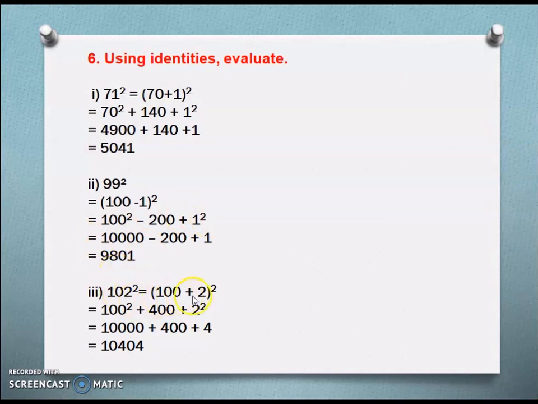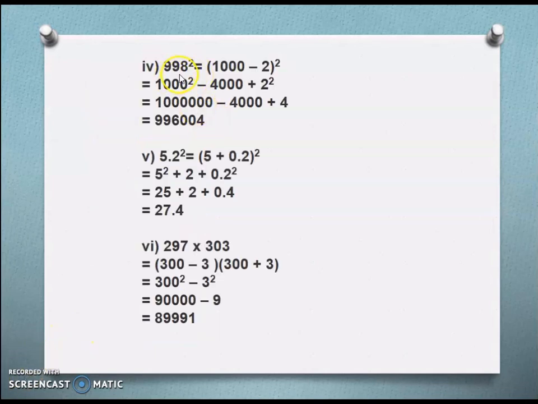Same way 102 the whole square, 102 can be written as 100 plus 2 the whole square, and apply identity a plus b the whole square. 998, just write it as 1000 minus 2 the whole square. So square of 1000 minus 2ab plus b square. So it can be evaluated. You can get 996004. So less time consuming compared to your long multiplication.